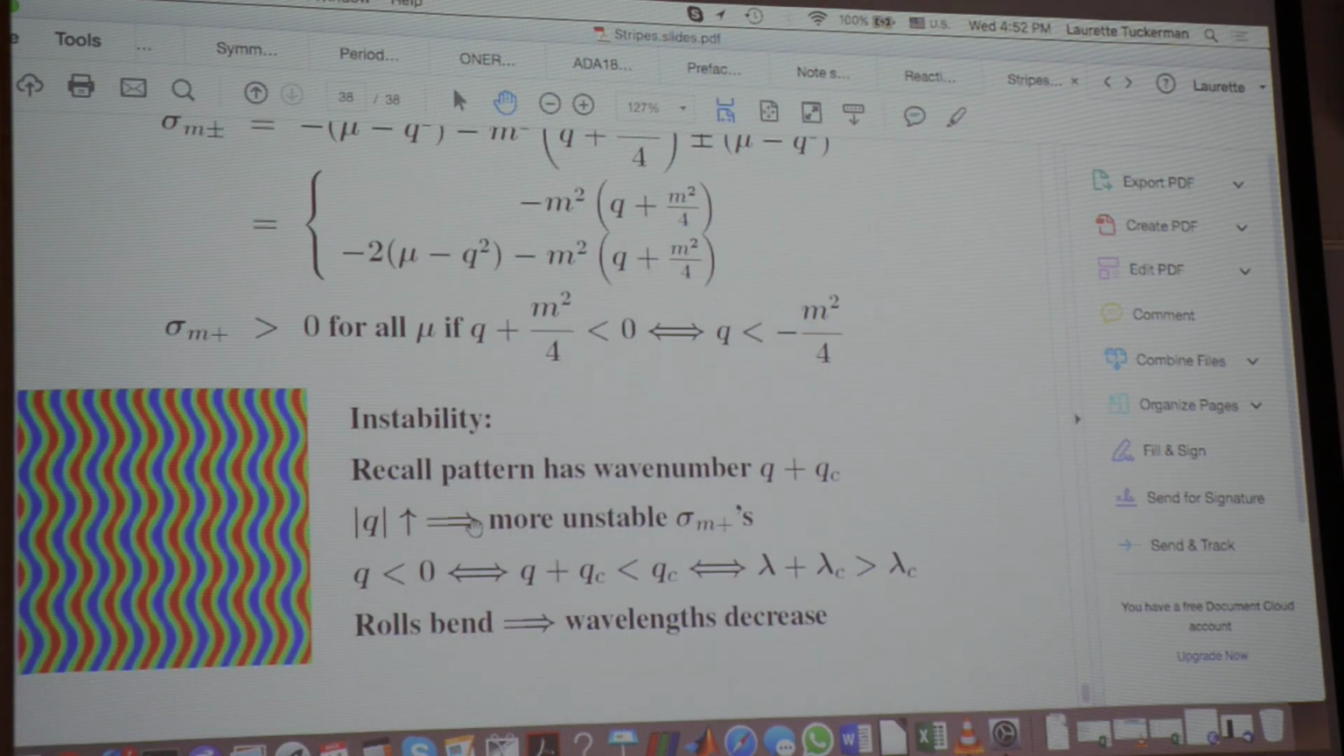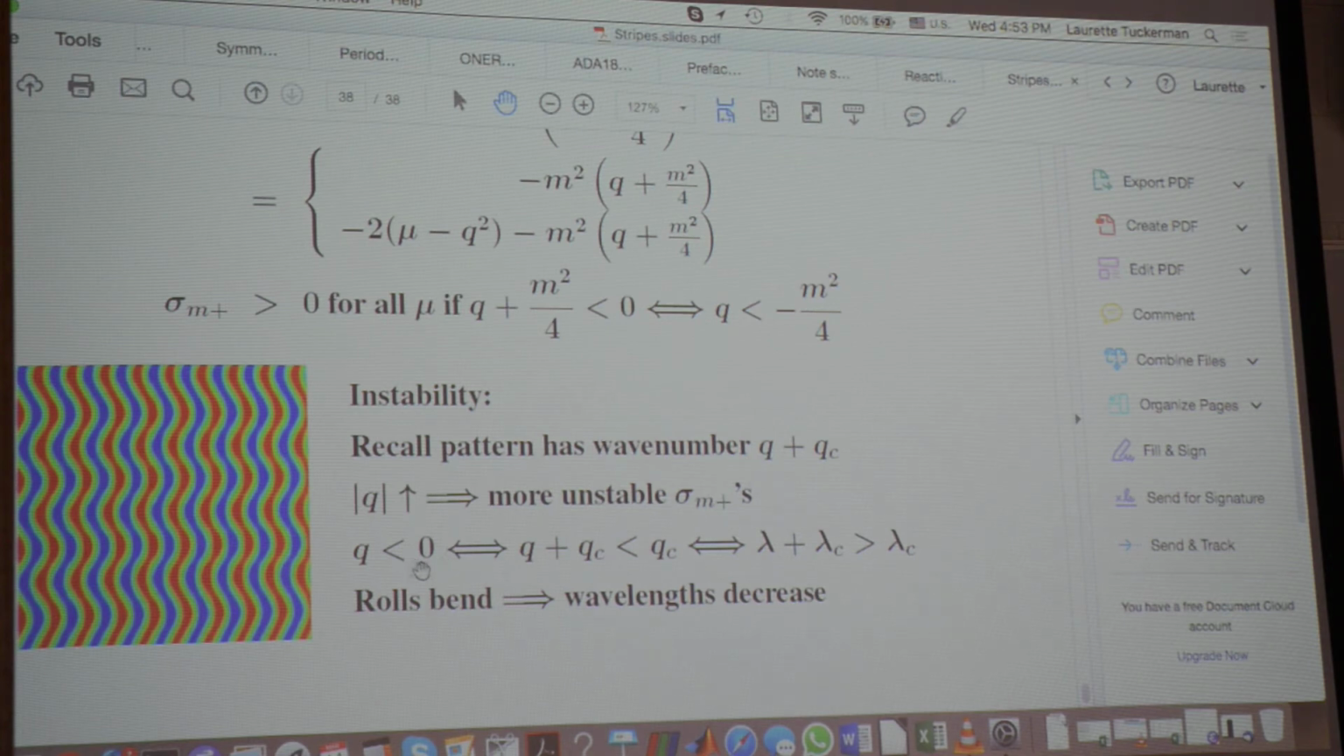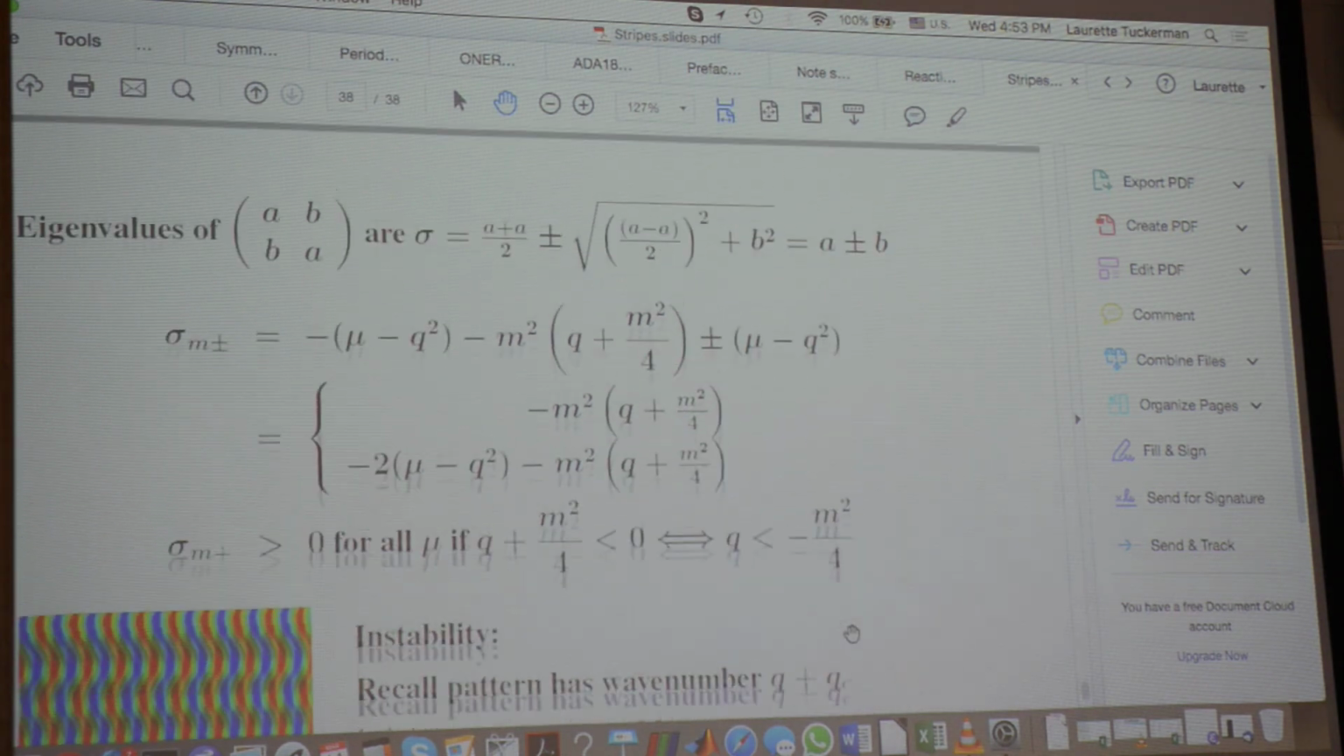Q being negative over here means that the wave number that you have is smaller than the desired one. It means that the wavelength is larger than the desired one. So this is what this is saying. The wave number is smaller than the desired one. The wavelength is larger than the desired one. And what happens is when the rolls bend, the wavelength decreases. That's to say, if you measure a distance, if this were straight, the distance between this and this would be greater than the one that's bent like this, which is smaller. There. And that is the zigzag instability.